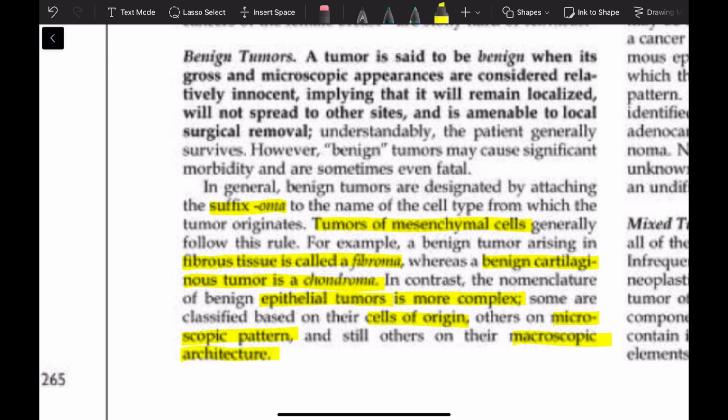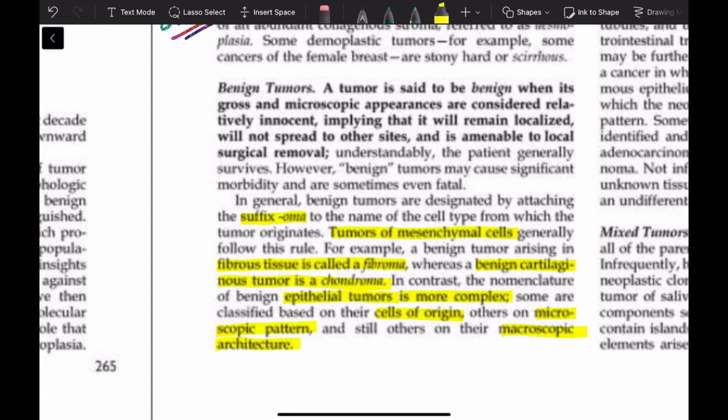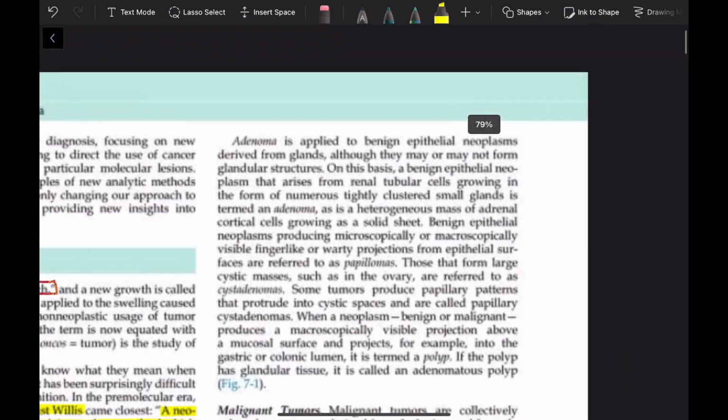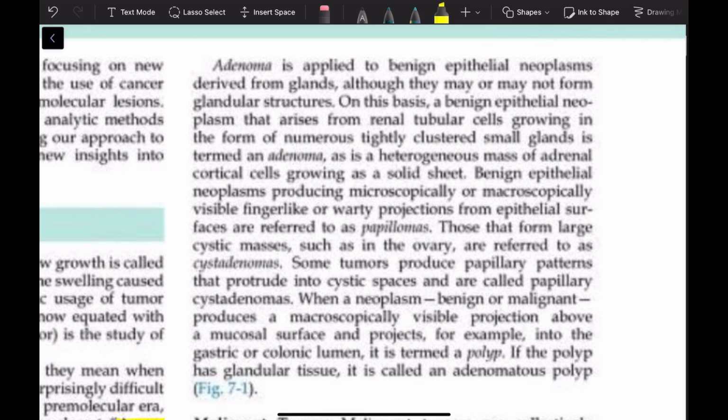So benign tumors are said to be benign when they will not spread to other sites, and they are amenable to local surgical removal, and the patient usually survives. Okay, and then adenoma is applied to a benign epithelial neoplasm derived from glands. So adenoma is for glands.